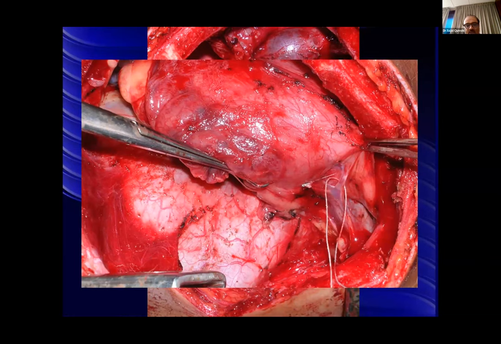Now, it may be easy to dissect the tumor from the pericardium, but if there is a situation where you cannot separate it from the pericardium, it is an expendable structure. You can excise the pericardium.